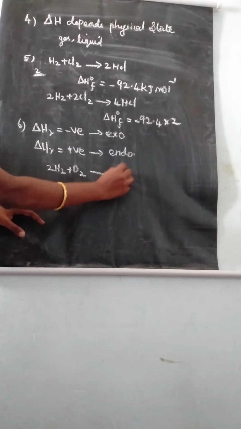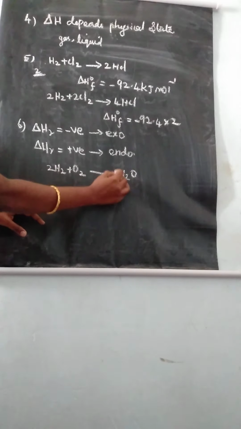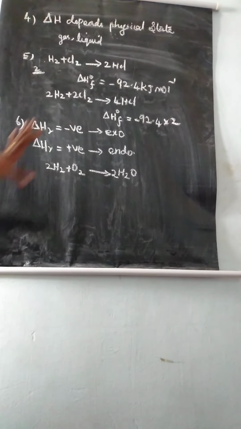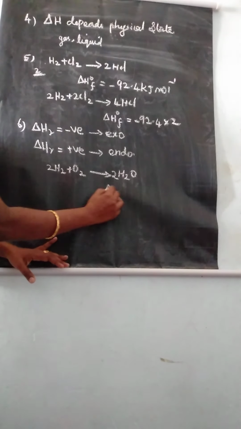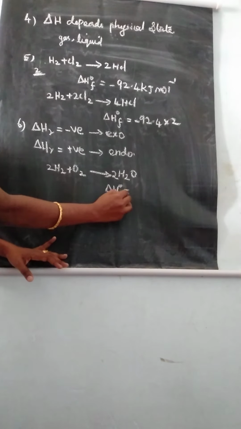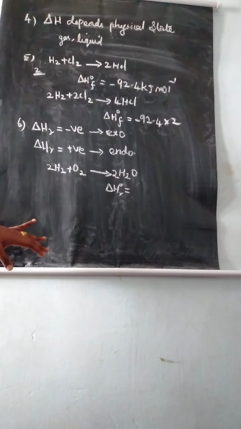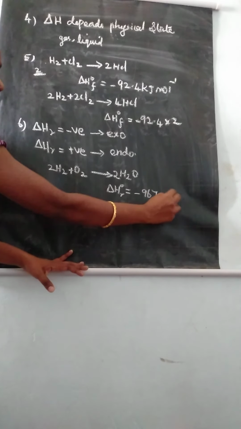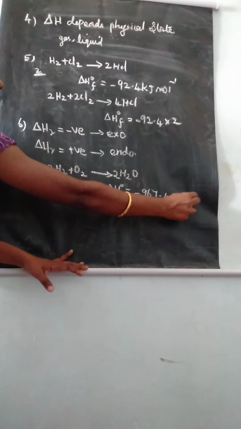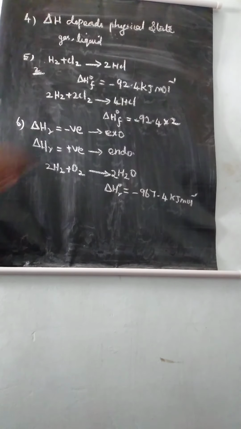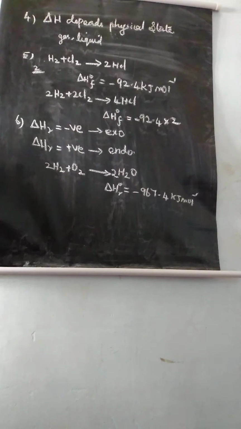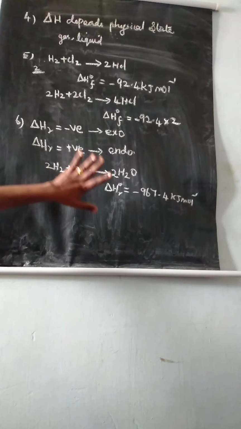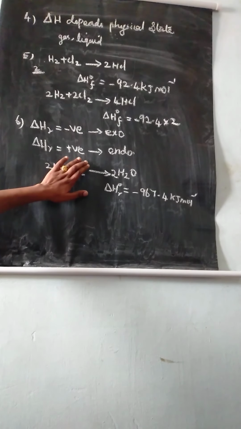Hydrogen plus oxygen gives water molecule, 2H2O. In this equation, your delta H naught R value is minus 967.4 kilojoule per mole. You know this value is negative, which means that reaction is exothermic. So this is an exothermic reaction.